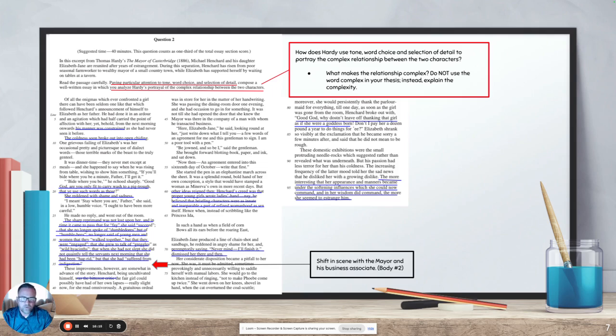So here's how we might take this information now and organize and write a thesis with the associated claims for the body paragraphs.